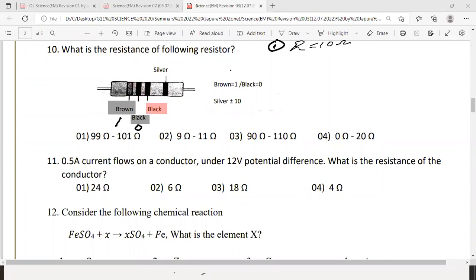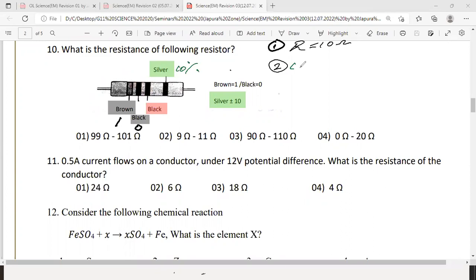But this is not what they asked in the question. So the exact resistance will be 10 ohms, but this can change by how many ohms. They have given the fourth color band. That is the tolerance. Silver means plus or minus 10%. What is the tolerance here? 10%. Tolerance will be 10%. So if you multiply this 10 ohms by 10%, what is the answer?